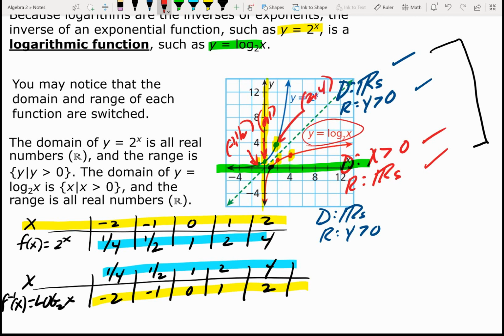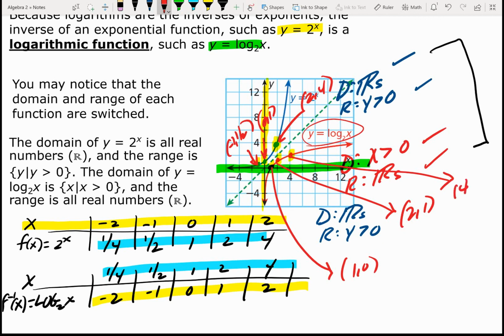So when you take a test, you will be required to list specific points. And then ditto for that one there. That was, sorry, 1, 0. And here, that point was 2, 1. And that point there was 4, 2. So list specific points.